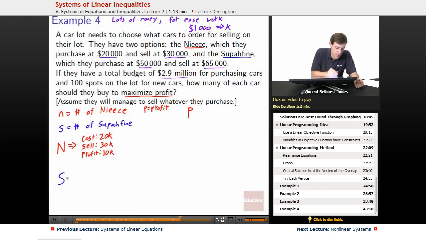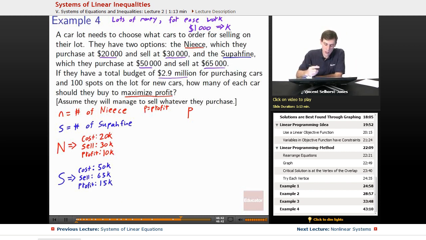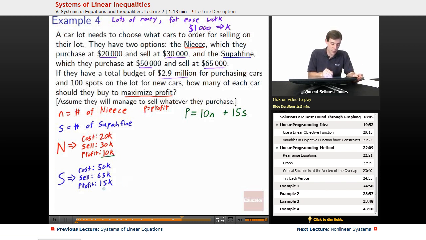For the superfines, they cost 50K to buy. They sell them at 65K, so each one they sell is going to net them a profit of 15K. Okay, so with this in mind, let's write P in green for good old American greenbacks, since we're dealing with US dollars here. So P equals 10 times N, the number of nices that we sell, plus 15 times S, the number of superfines that we sell. Because remember, for each nice we sell, we make 10K. For each superfine we sell, we make 15K. So the total profit is going to be 10N plus 15S K. But we don't have to worry about the Ks now.